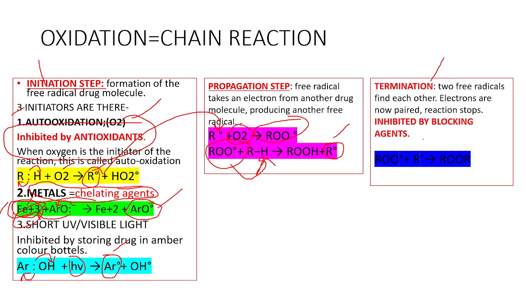Next one is chain termination. See, the chain termination is nothing but combination of one free radical with another free radical, then stopping of the chain reaction. The chain reaction can be stopped by combining one free radical with another free radical. See, this chain termination can be blocked by using blocking agents. The chain termination can be inhibited by using the blocking agents.